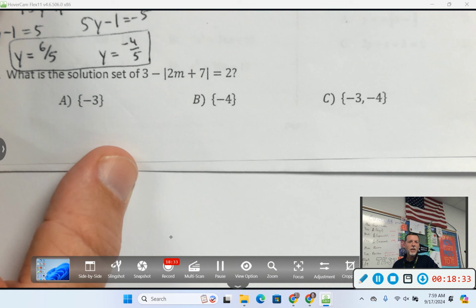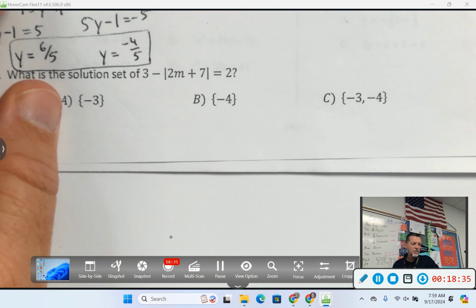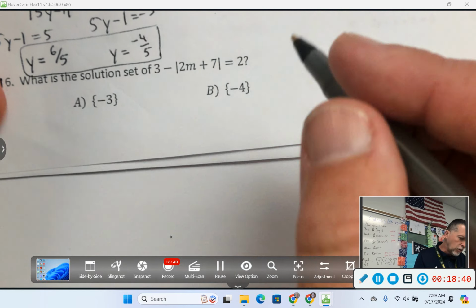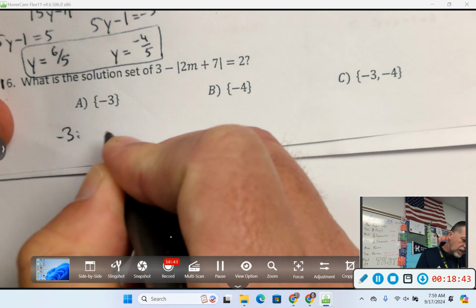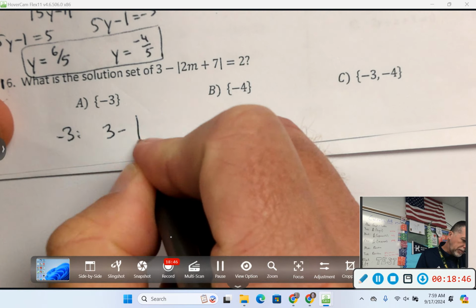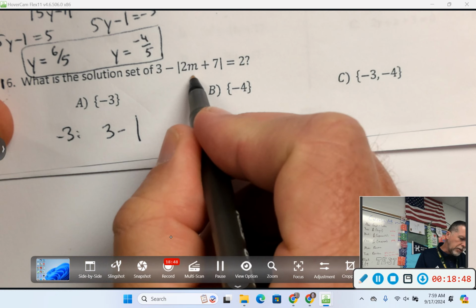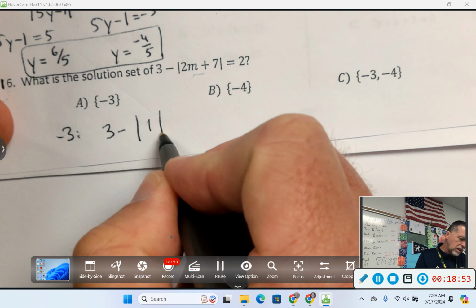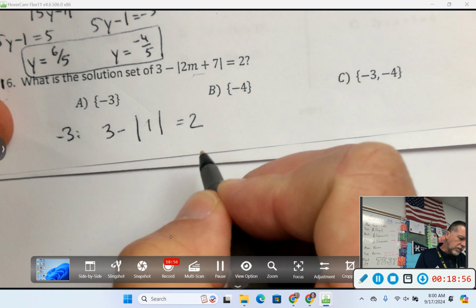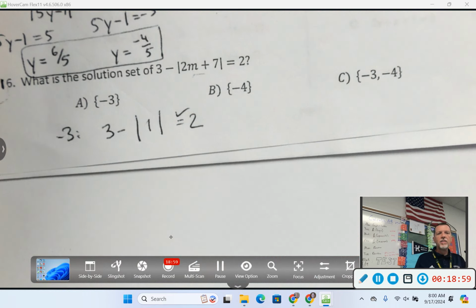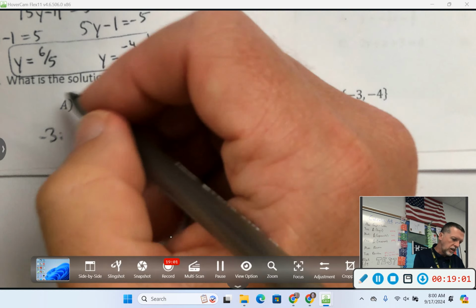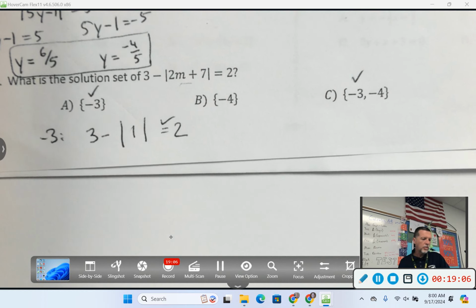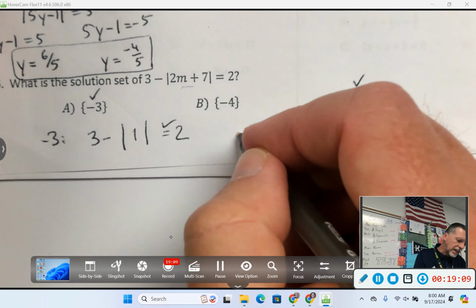The other would be, well, if I'm going to have to check these anyway, why don't I just check them from the beginning and plug in -3 and see if it works? And plug in -4 and see if it works. So 3 minus the absolute value of -3 plus -3 would be -6 plus 7 is 1. 3 minus 1 is 2. Yes, so -3 works. Okay, so now it's either A or C, because -3 needs to be part of my solution set.